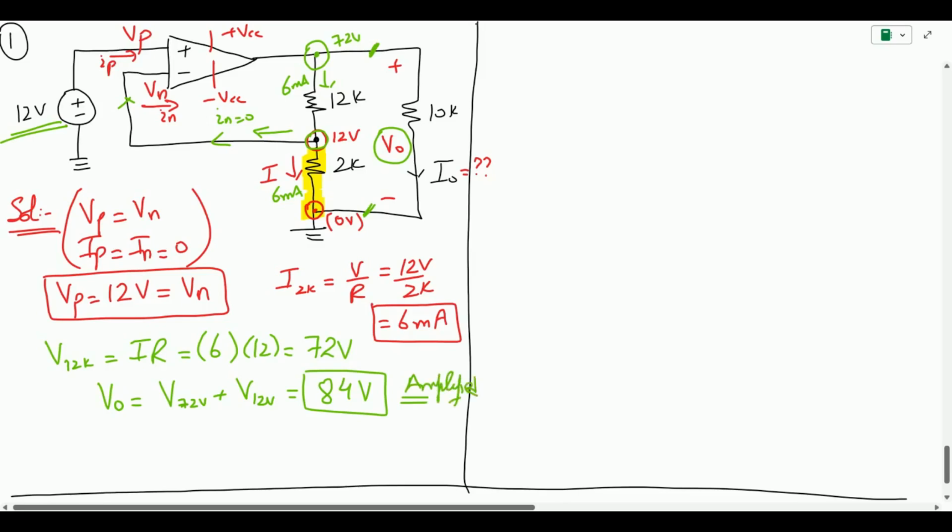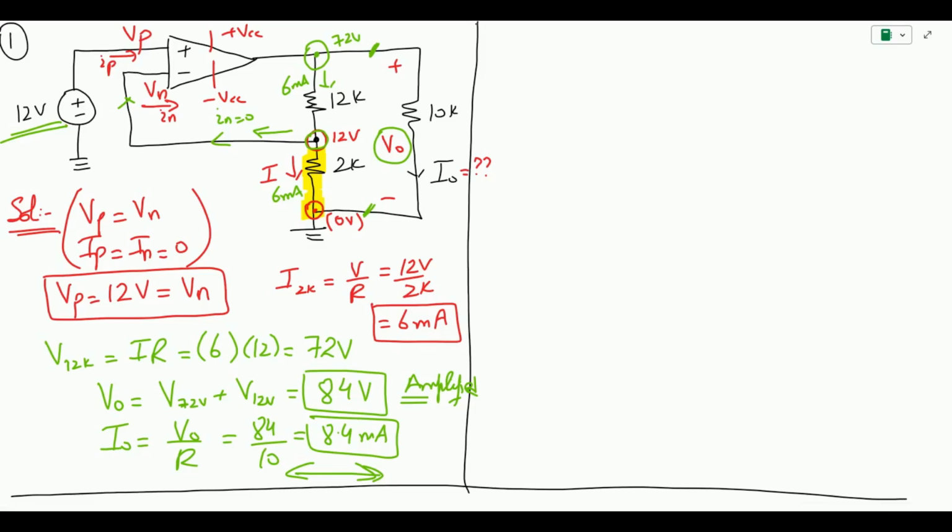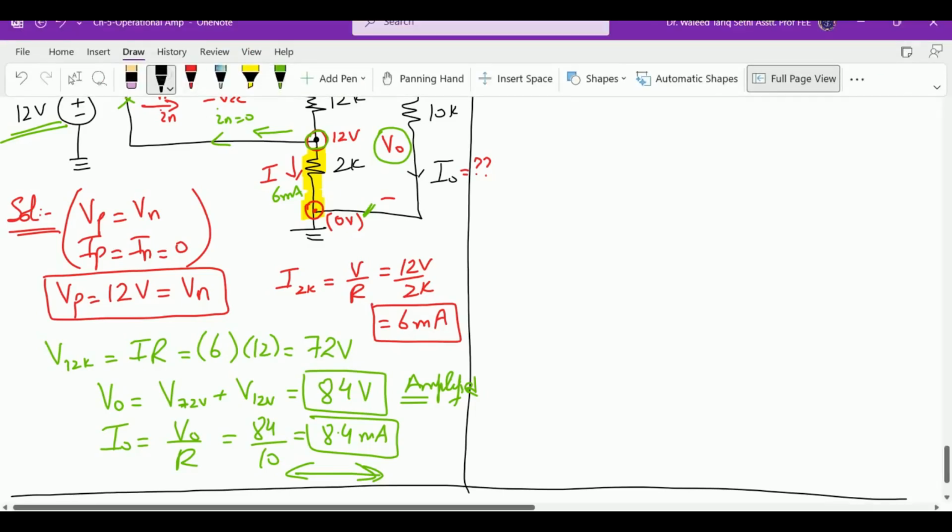So now we need to find the current. The unknown current I naught is equal to V naught divided by R. So this is 84 divided by 10, we get 8.4 milliamps, and this is the unknown current, and hence we have solved this easy question of operational amplifier. Now let us look at another example and see how to solve this.